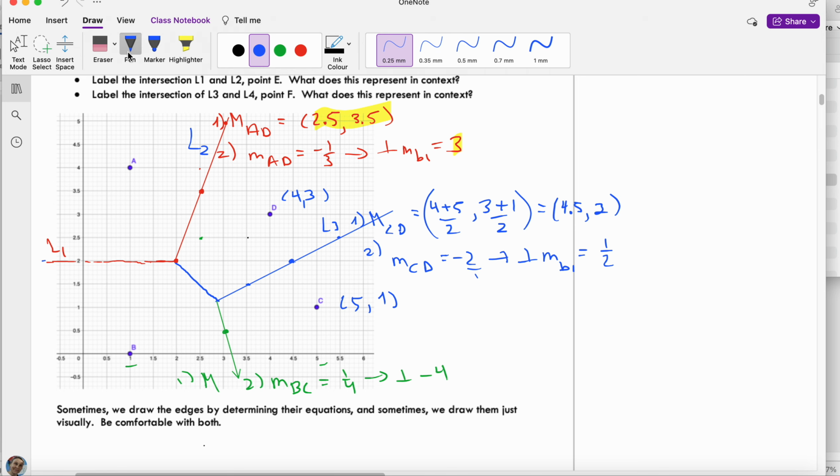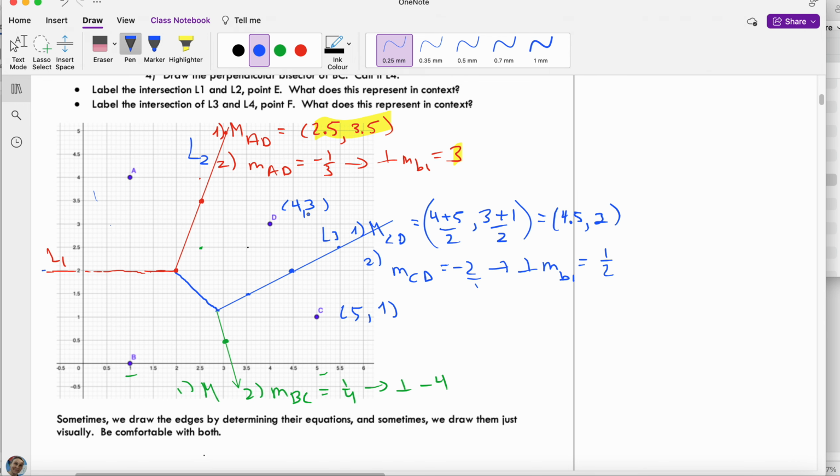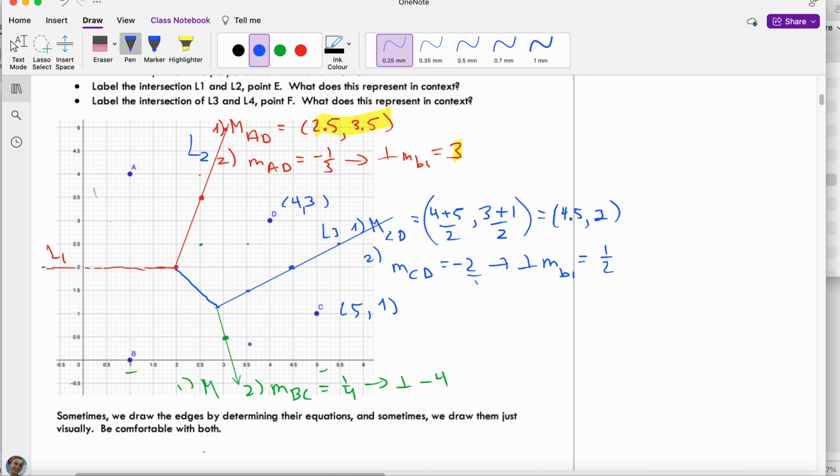So if you live anywhere closer here, then you are closest to A. If you live right on the line, you're equidistant from 2 fire stations, so I guess you're lucky. Okay, label the intersection of L1 and L2. By the way, this is L4, Miss Walsh. So L1 and L2, that's right here. So let's label this point E.